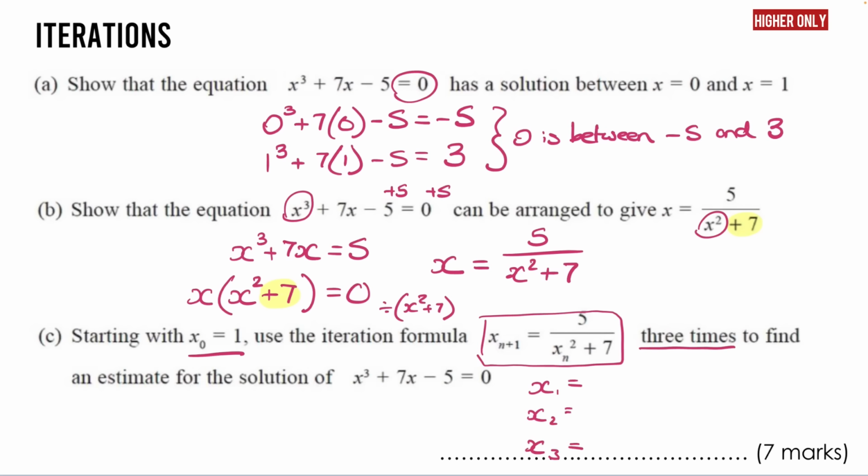Now, finding x1, we're going to do 5 over 1 squared plus 7. Now that gives us 5 over 8, or you could write that as a decimal, 0.625. Now we're going to put 0.625 back in. So on my calculator, I'm just going to go back, delete the 1, and put the answer button there. And that subs it in for me. This one does give me quite a long decimal.